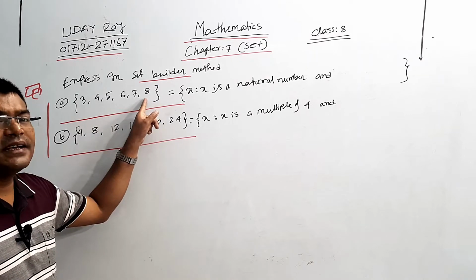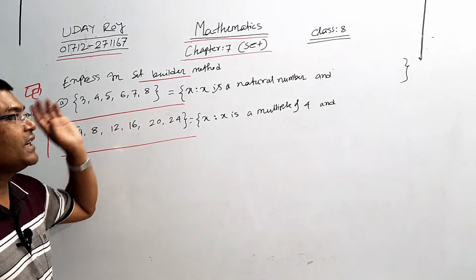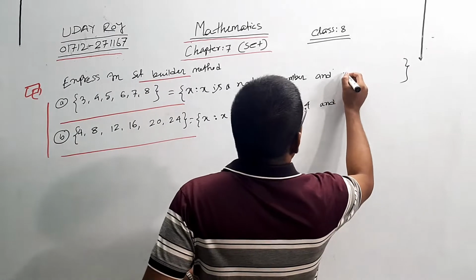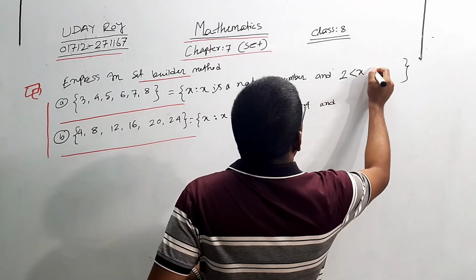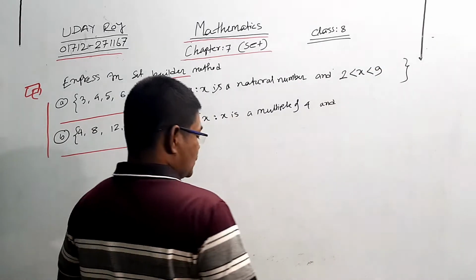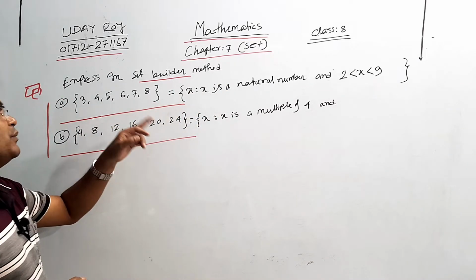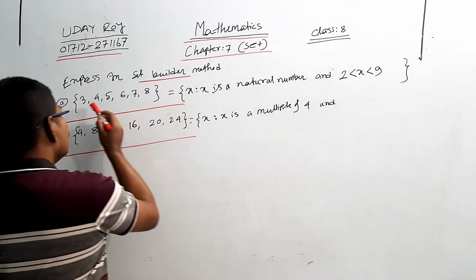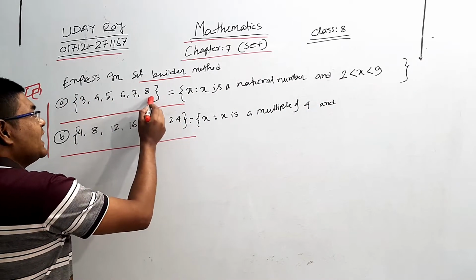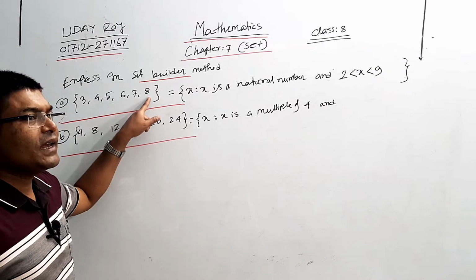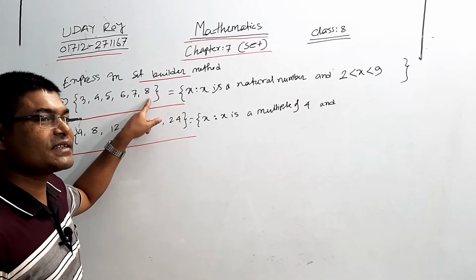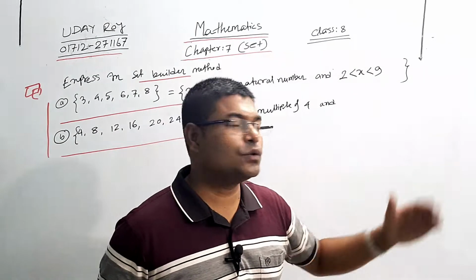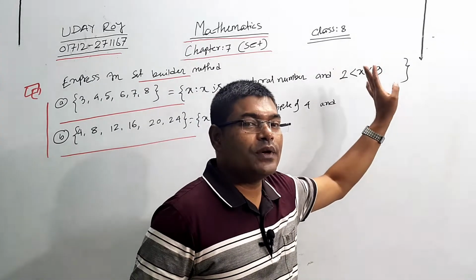But here is 8. So 8 is less than 9. So let's come back to the board. We can write 2 less than x less than 9. So we have got the answer, because this is 2, that means here is 3, 4, 5, 6, 7 and 8. So 8 is less than 9, and 3 is greater than 2. So this is the condition we have got.